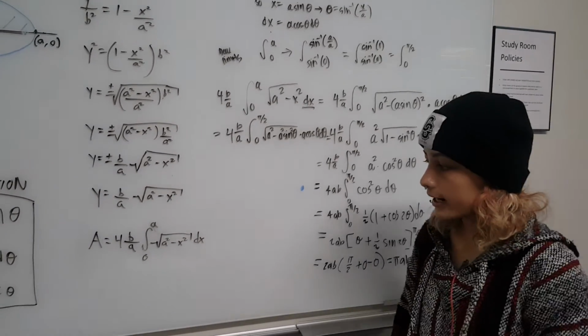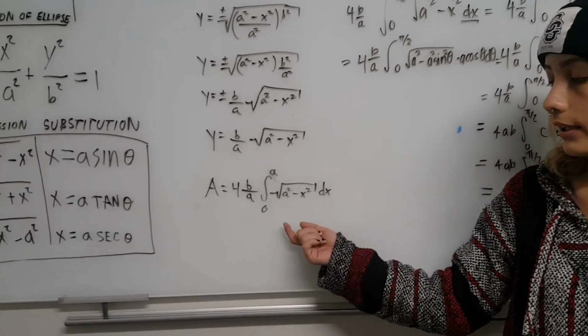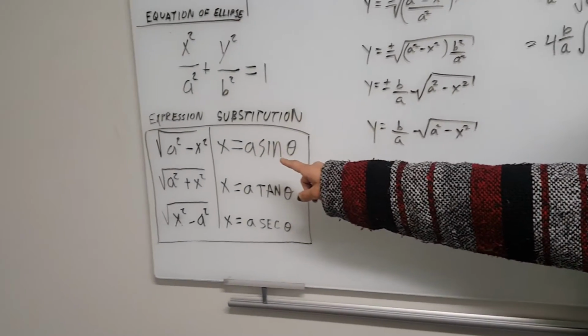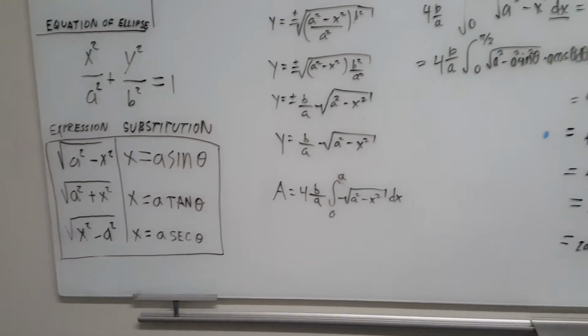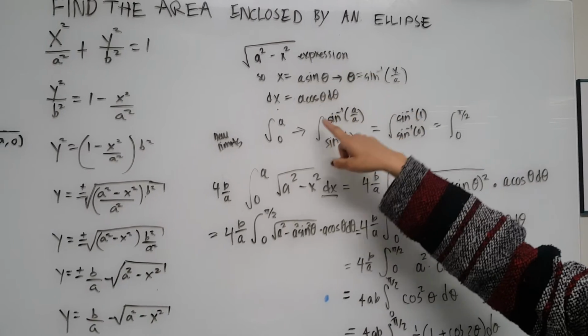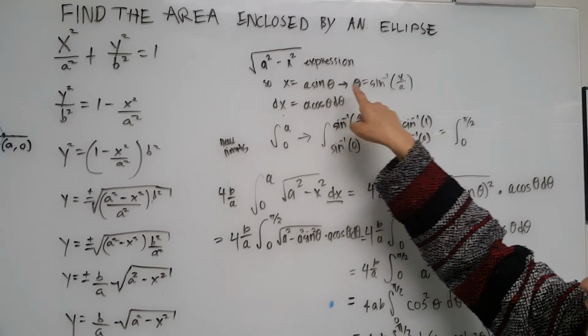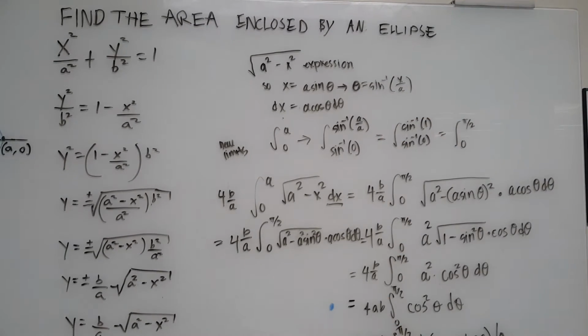Okay, looking at where Tyler left off, you can see that the inside of the integral already has the expression so that we can use the trig substitution x equals a sine theta. The derivative of that is a cosine theta. We can also rearrange this expression to get that theta equals the inverse sine of x over a.